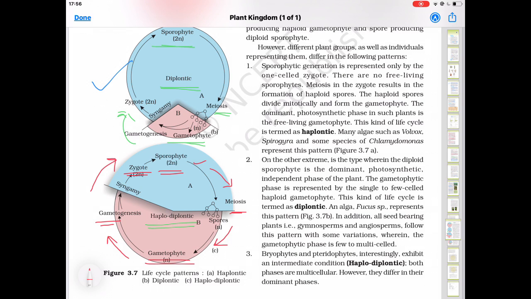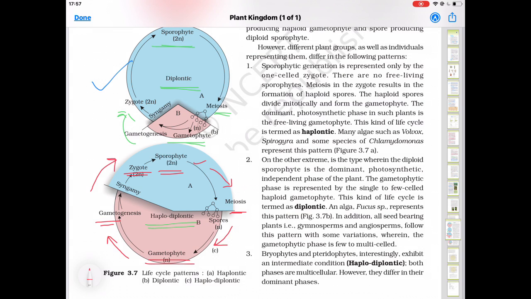The lower part, the pink color, shows the bryophyte. The main plant body is gametophyte, and the above part shows the life cycle of the pteridophytes. So in the case of bryophytes, the dominant phase is gametophytic, means more than 50%. And in case of pteridophytes, the dominant phase is sporophytic. Clear? In bryophytes, dominant phase is gametophytic. In pteridophytes, the dominant phase is sporophytic.